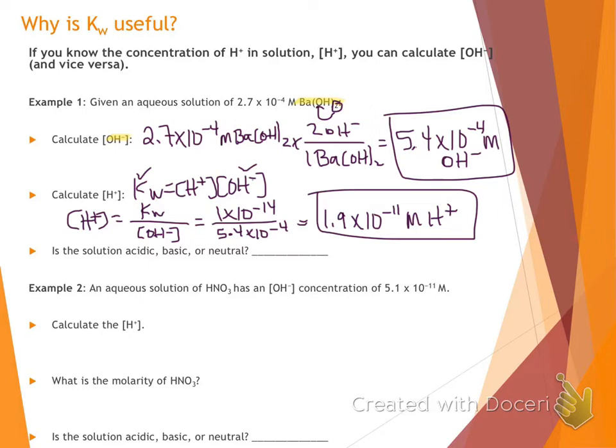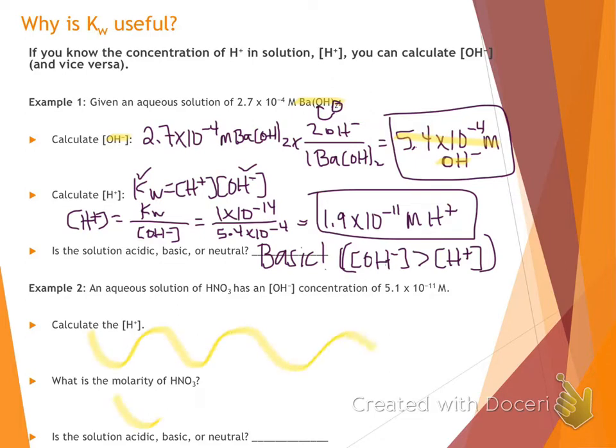So then, looking at if the solution is acidic, basic, or neutral, well, we have more OH minus than our H plus, so this must be a basic solution. For number 2 here, go ahead and pause the video. Take a moment to try these out on your own. Resume when you're ready to check those answers.